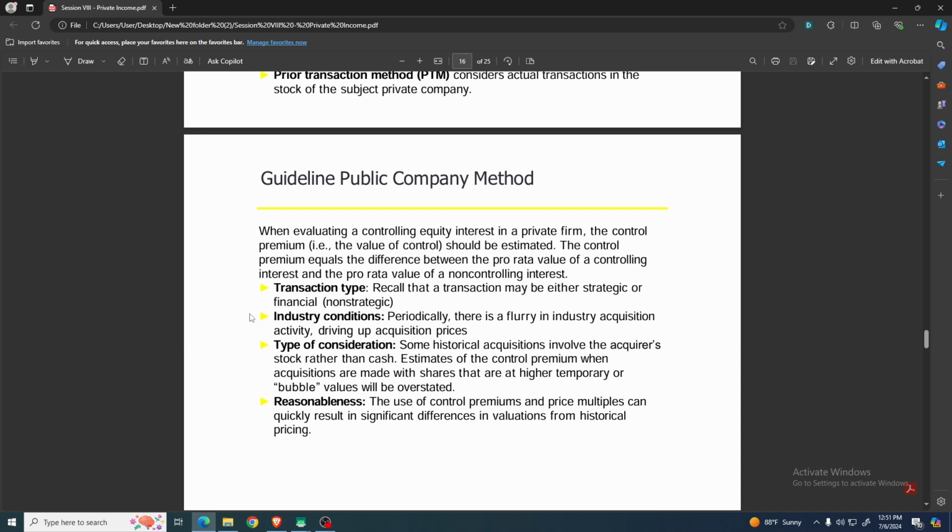And then you have the reasonableness. Control premiums based on historical acquisition data must be reasonable and not reflect temporary or bubble values. For example, a control premium derived from acquisitions during a market bubble might not be applicable for normal market conditions. Exactly, a precise example would be the dot com bubble in the 90s. If you were going to value a tech firm in the 90s when the dot com bubble was at its peak, then that valuation would not be applicable if you're going to value the same company today, if it even exists. So you need to adopt a completely different valuation approach if you're going to value today a company which was valued during the dot com bubble.